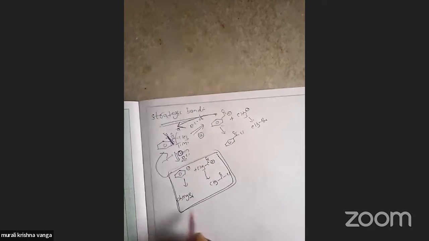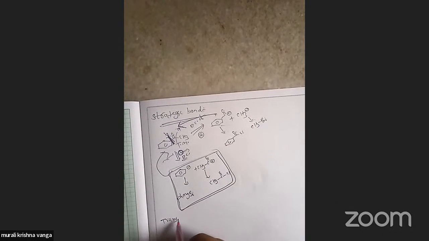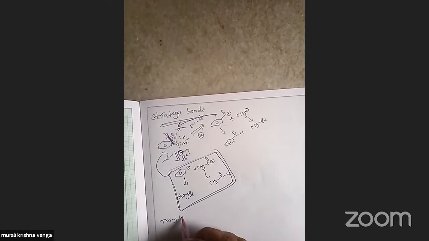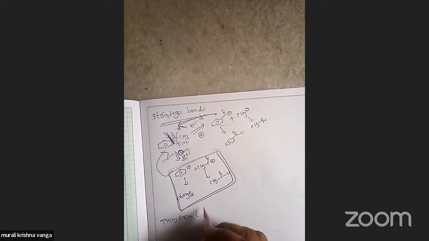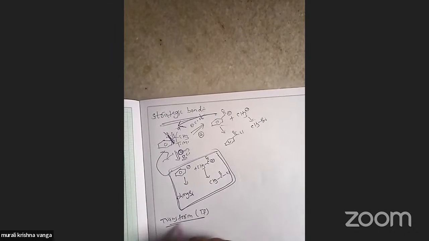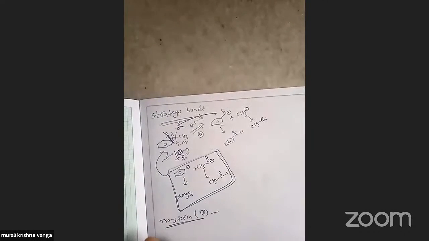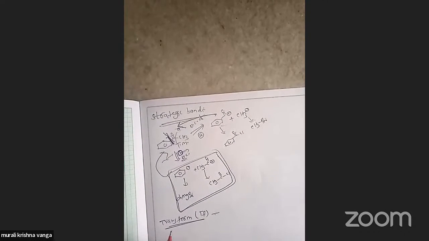Next, transform. Simply we represent it as TF. Transform definition: it is an exact reverse of the synthetic reaction to the target. So simply, I am taking an example here.